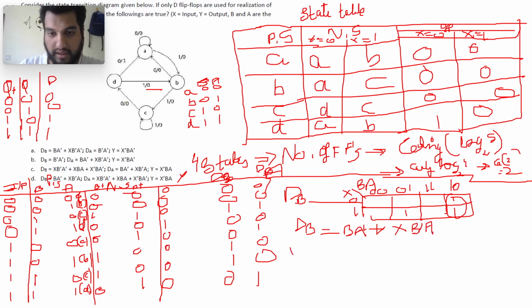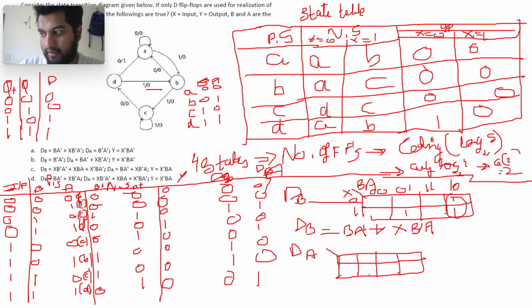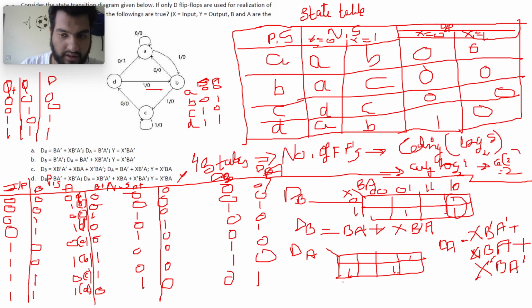Similarly for dA, I'll just make a K map, and I'll just mark all the ones, so no pair is formed. So dA is simply equal to all three min terms, XB complement A complement plus XBA plus X complement B A complement, and output Y is 1 only for this term. Output Y is equal to X complement BA. So Y is equal to X complement BA, dB is equal to BA complement plus XB complement A, and dA is equal to XB complement A complement plus XBA plus X complement BA complement.